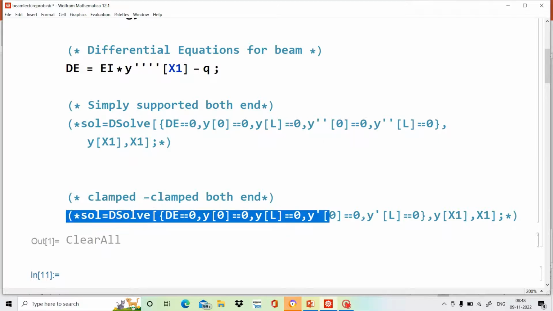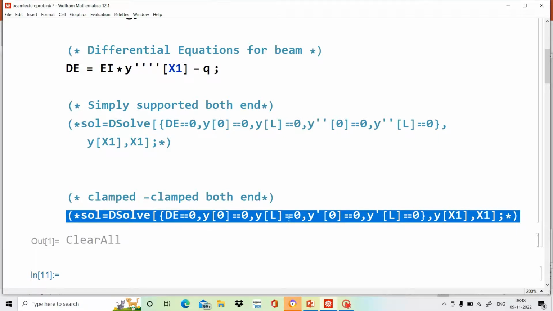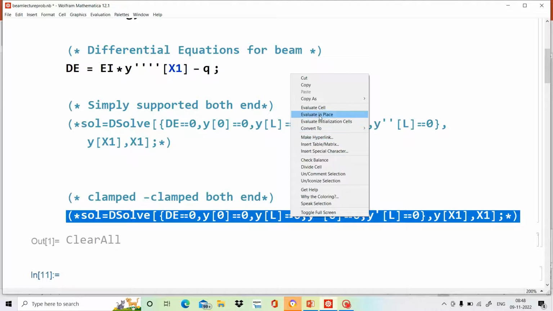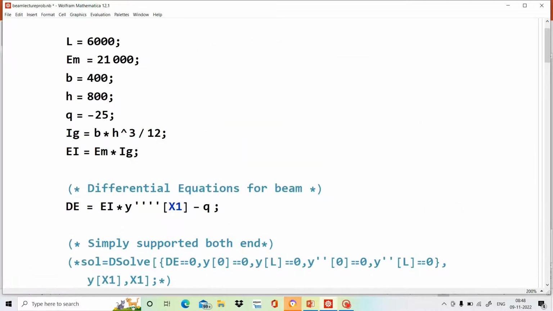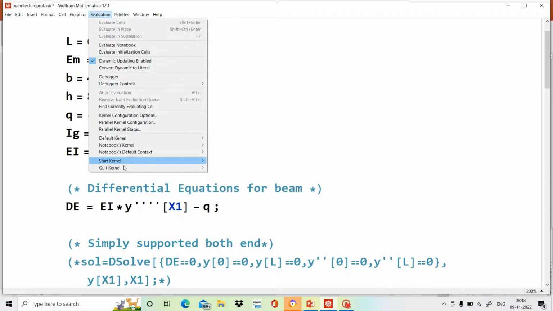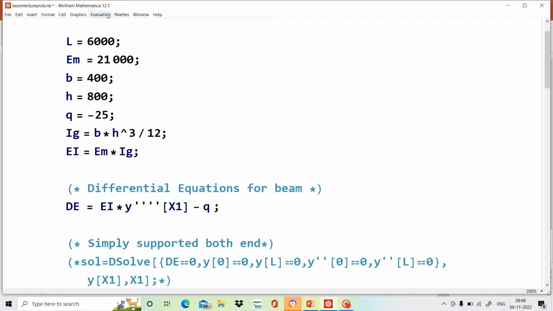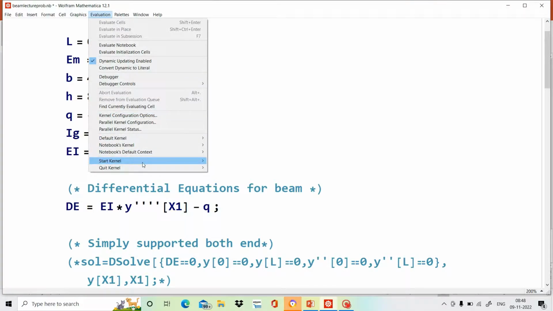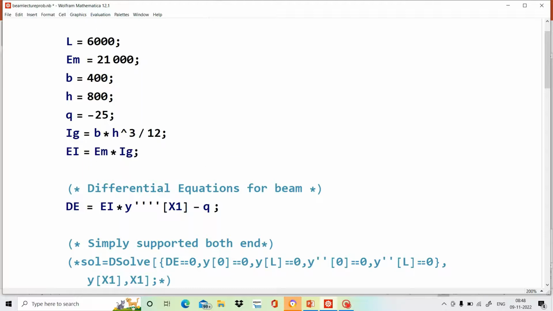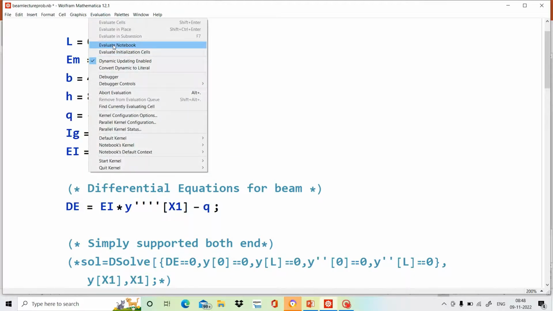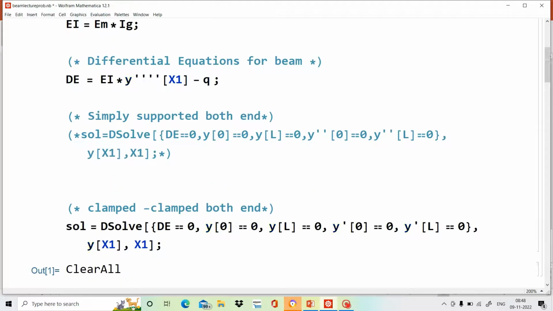Now we will see for the clamped case what will happen here. All output deleting, just quit kernel. We will evaluate the notebook. So we will see now. Let's go.